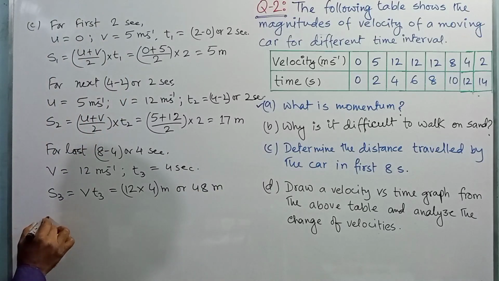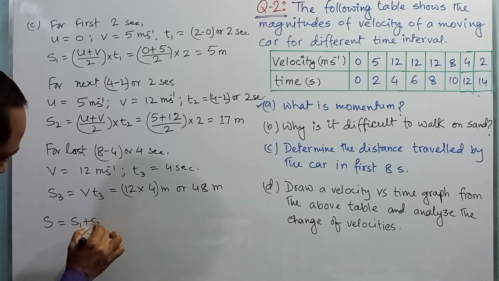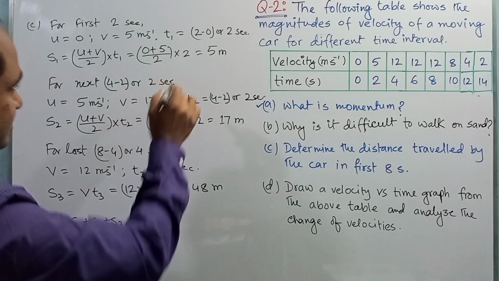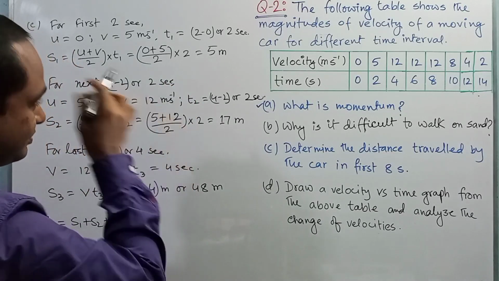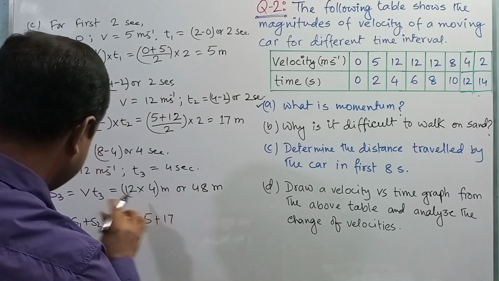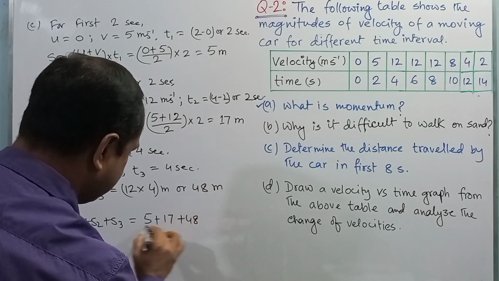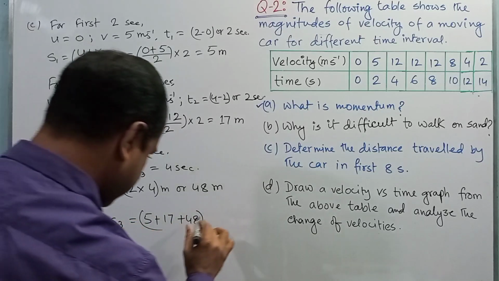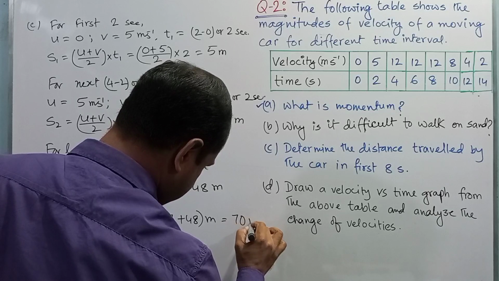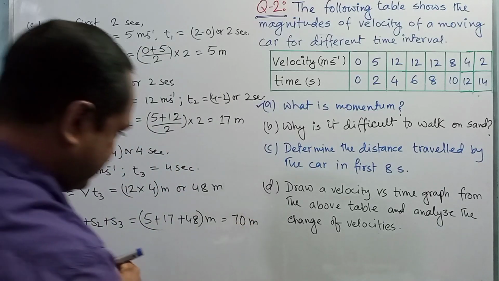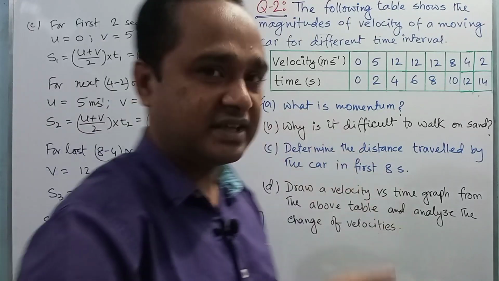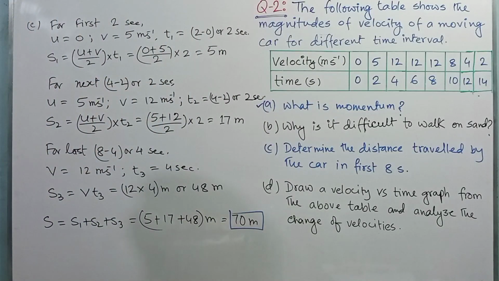So total distance is s is equal to s1 plus s2 plus s3, right? So value of s1 it was 5, value of s2 it was 17, and finally value of s3 was 48, right? So it will be 5 plus 17 plus 48, that is 70 meter. Dear student, this is the distance traveled by the body in first 8 seconds, right?